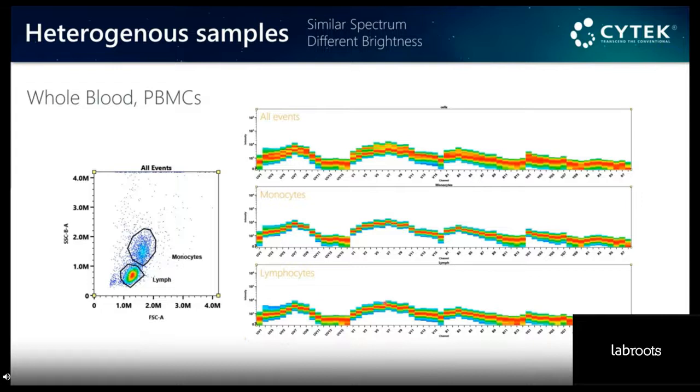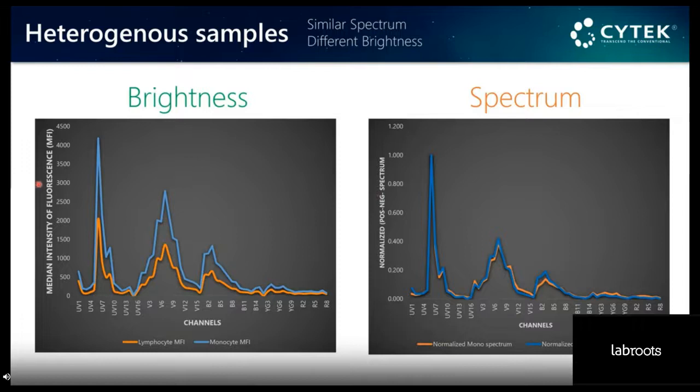The pattern looks similar across all detectors, and the intensity is dimmer on lymphocytes, brighter in monocytes. But visually, it's difficult to conclude. The best way to do it is exporting the medians for each detector and comparing. We have a tool provided to you to do that comparison. If we compare based on brightness, based on the median intensity of fluorescence, we see lymphocytes in orange, dimmer, and in blue, monocytes brighter across multiple detectors.